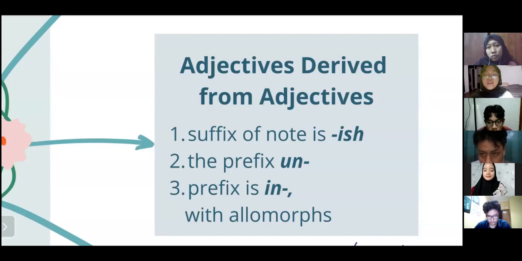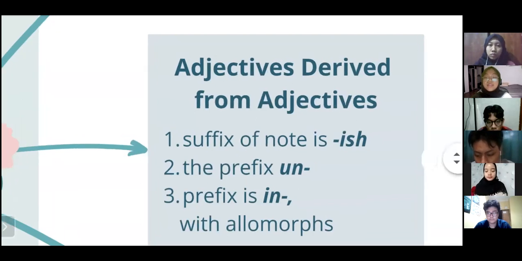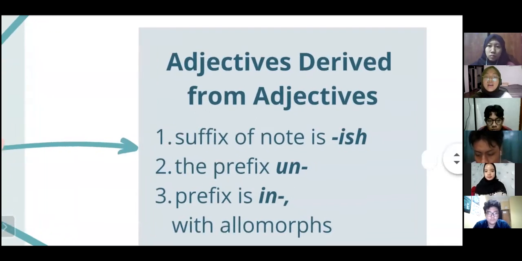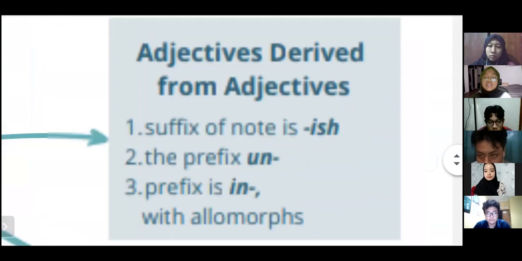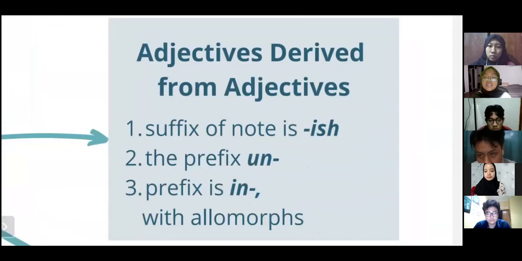Okay, here I want to explain about adjectives derived from adjectives. So there are three categories for prefixes that predominate. The first one is the suffix of note, -ish. The only suffix of note is -ish, meaning somewhat, as in greenish, smallish. The second one is, by contrast, the prefix un-, meaning not, which is extremely widespread. For example, unhappy, unsure, and undiscovered.